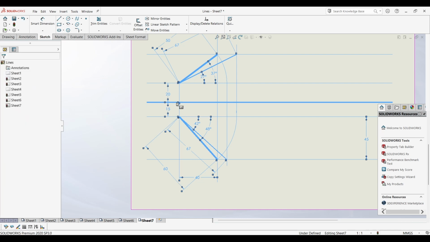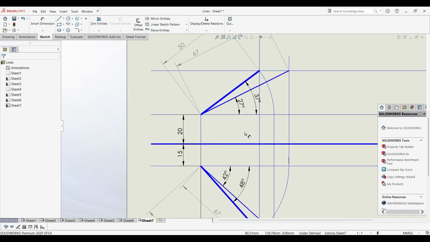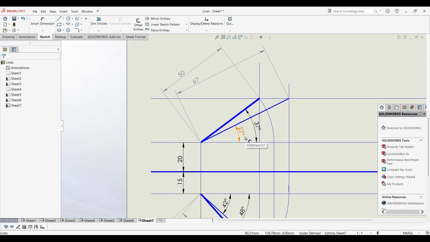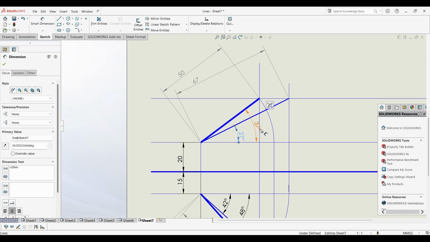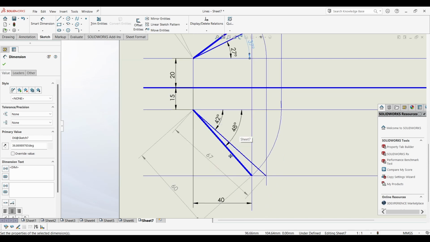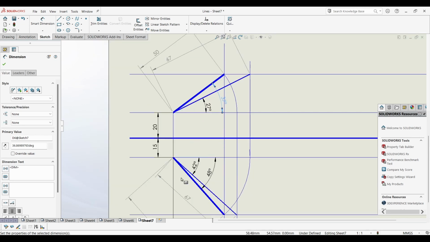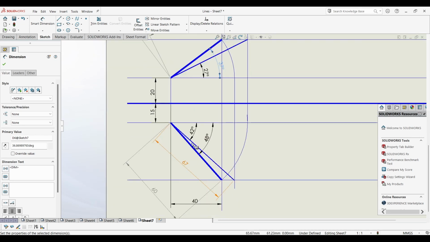Okay. So point A, which is 20 mm above, 15 mm in front of VP, 27 degrees is theta, 37 degrees alpha, 42 degrees is the phi, and 48 degrees is beta. And then we have the true length to be 67 mm, and 50 mm is the front view length, 67 is the true length, 60 is the top view length.